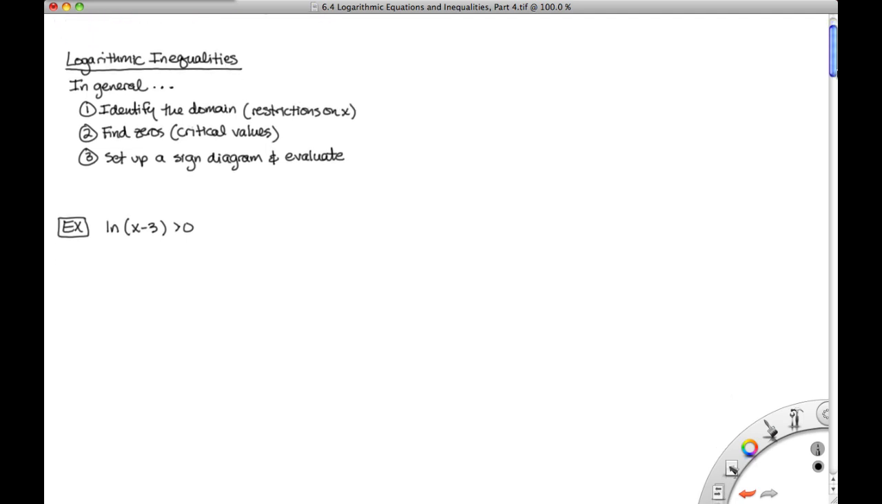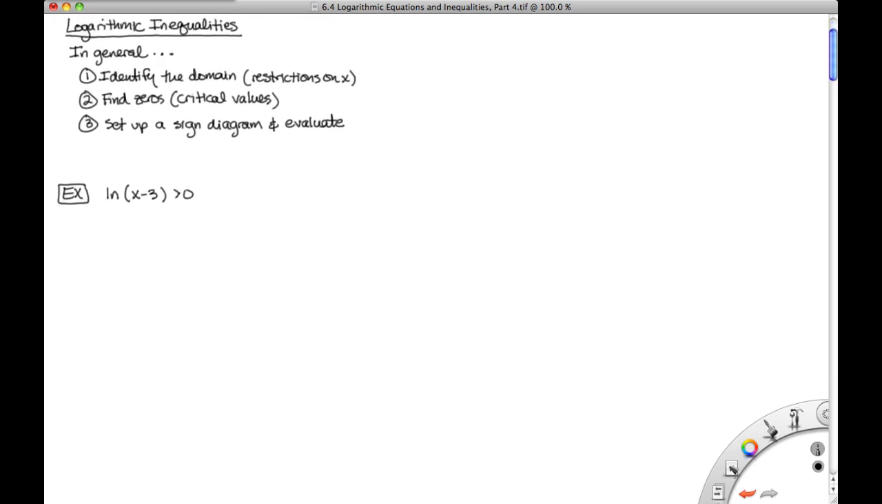So let's start with ln of (x minus 3) is strictly greater than 0. And let's just try and stick with those 3 steps and see how that works for us. So step 1, we need to identify the domain or the restrictions that we have on x. Well, this is where we can get started: this term right here, the x minus 3, that's our argument that always has to be positive.